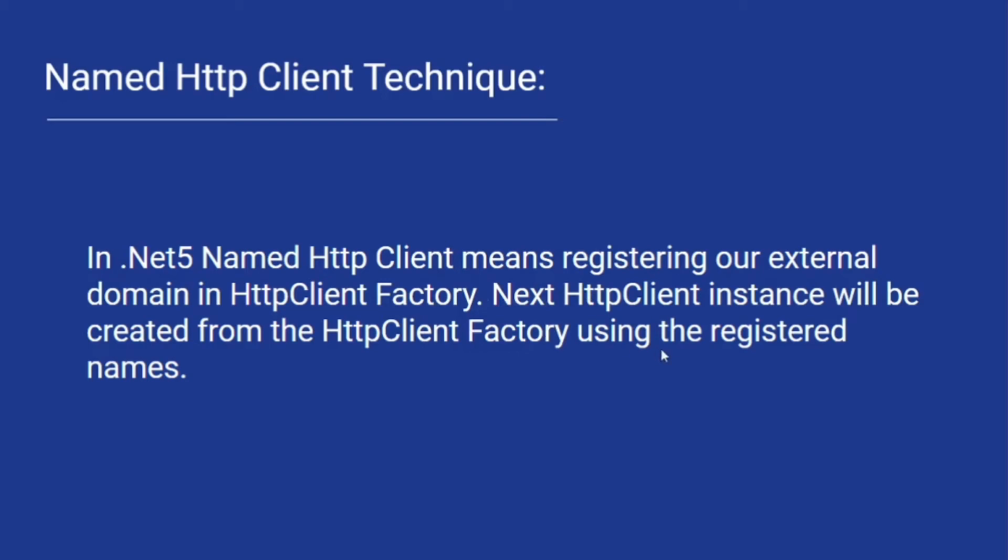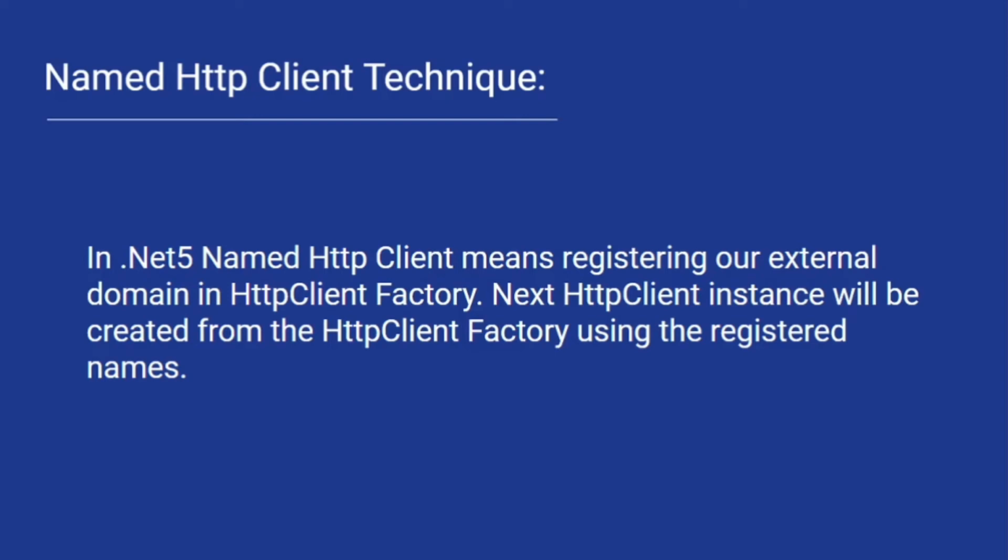So once we register our domain with the HTTP client factory, wherever we want to create an HTTP client instance for invoking the API call, at that time we need to get our instance of the HTTP client from the HTTP client factory. That can be done by passing our registered name as an input parameter. Okay.